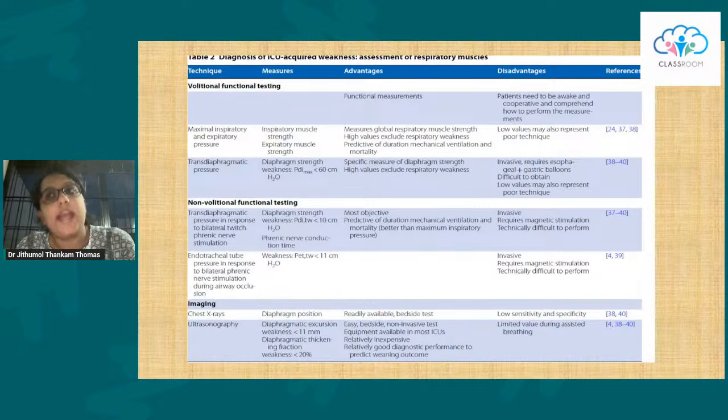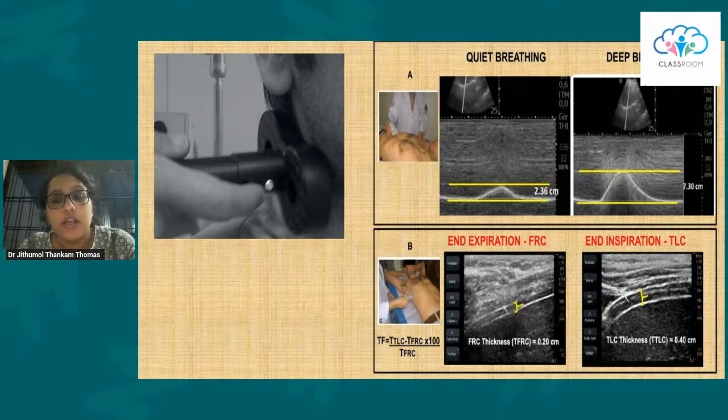But what can draw the clue to a diaphragmatic weakness is when you see your chest x-rays, you notice that the diaphragm position is elevated. Okay, and maybe one side of the diaphragm or both seems to be elevated. But yes, the sensitivity and specificity is low. You can further confirm it at your bedside in your ICU by using ultrasound. With ultrasound, you need to see your diaphragmatic excursions and your diaphragmatic thickness.